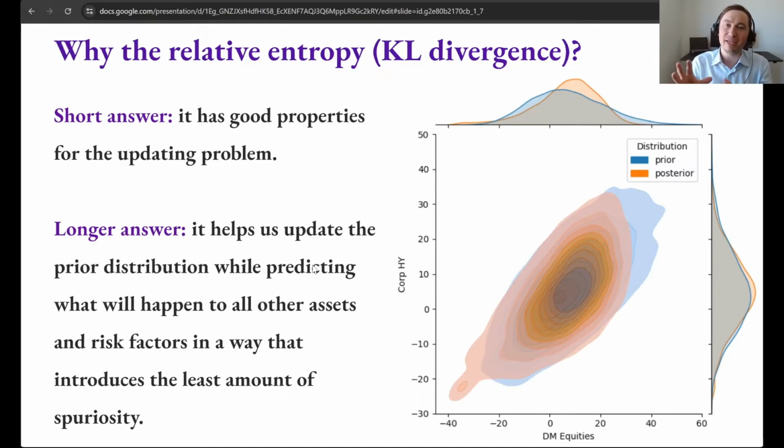So entropy pooling respects the dependencies that you have in your prior simulation. And here you have an example on the right where we have implemented a view and introduced more risk in the left tails of developed market equities. And then entropy pooling tells us that if we are to respect the dependencies that are in this prior simulation, we would also introduce some more mass into the left tail of corporate high yield.